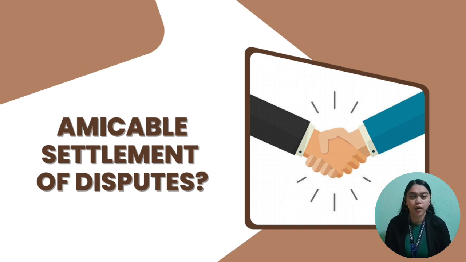So, when we talk about resolving disputes amicably, we mean finding a way to settle these disagreements peacefully. Instead of fighting or going to court, the parties involved can talk it out, listen to each other, and work together to find a solution that everyone is happy with. So, in short, an amicable settlement is a friendly way to solve disputes, conflicts, or disagreements without anger or hostility.